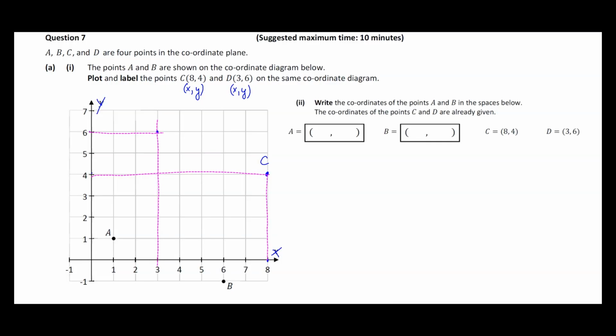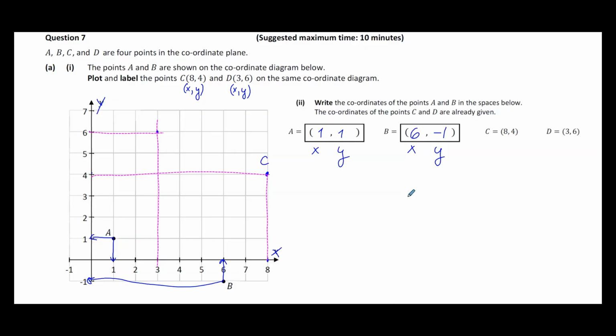Now, in the second part here, we have to write the coordinates of the points A and B in the space below. The coordinates of C and D are already given. So now, one side was to plot, now we read. So again, x and y, x and y. So x coordinate is 1, and then y coordinate, we go to y, and that is 1 as well. Then for B, the x is 6, and then the y coordinate, we go across to y, and that's -1.